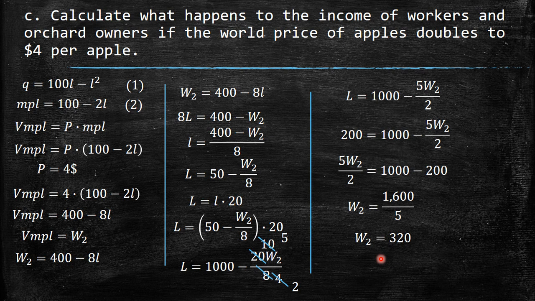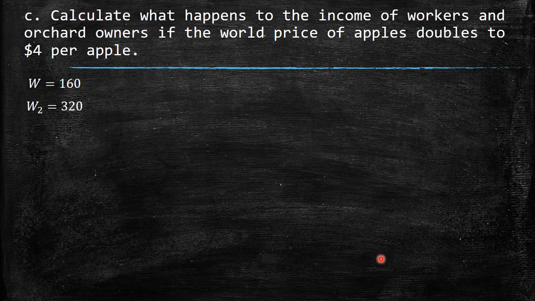Let's see if the profit turns out the same. Here you have the initial W, which was 160, the other one is 320, and then the profits of the market were 4,000, and for each orchard 200. Automatically, with higher salaries we expect that these should be higher, right? Let's see if it's double again.